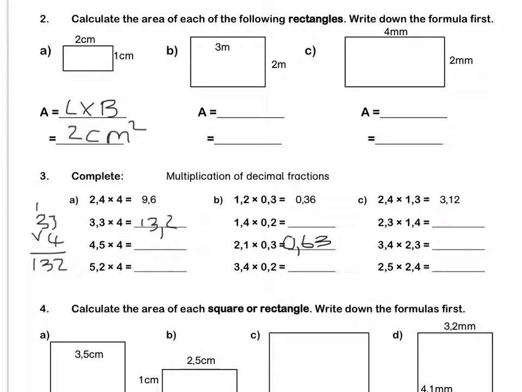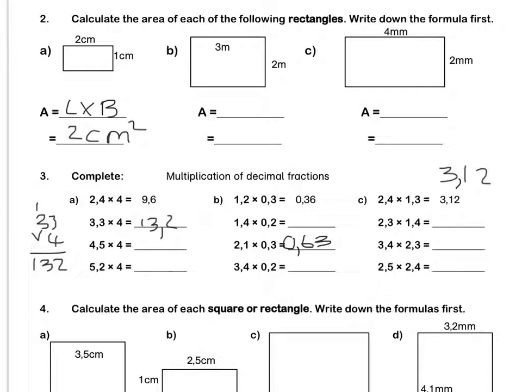Question C, we have 2,4 times 1,3. We're going to multiply as if the decimal points aren't there. 24 times 13 gives you an answer of 312. We have 2 decimal points in our question, so we need to put 2 decimal points in our answer to make it 3,12.